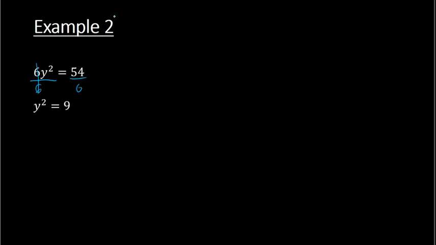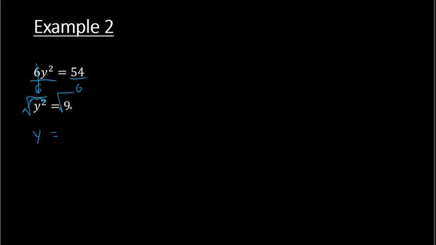Now at this point right here, I can solve by taking the square root of both sides, because I have the squared part by itself and then the constant over here on the right side. So I can take the square root of both sides. When I do that on the left side, the square root of the square will undo each other. I'm left with a y over here.